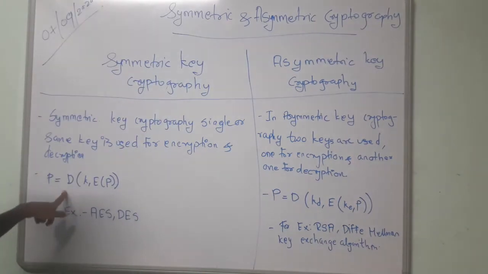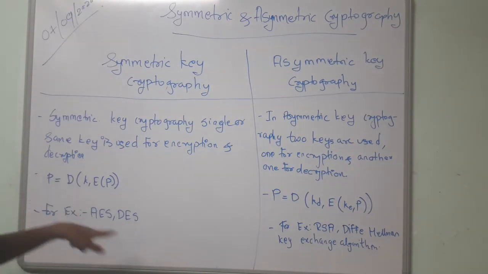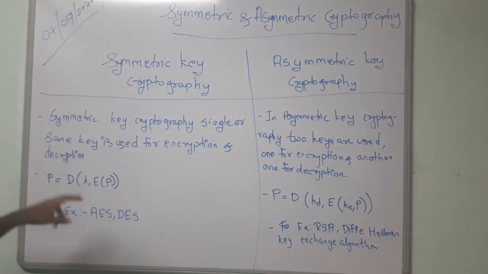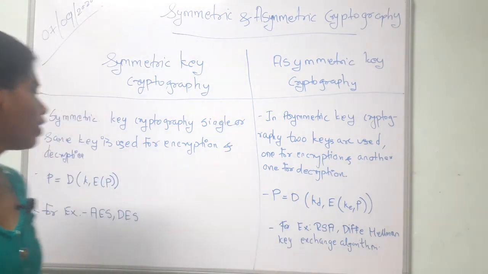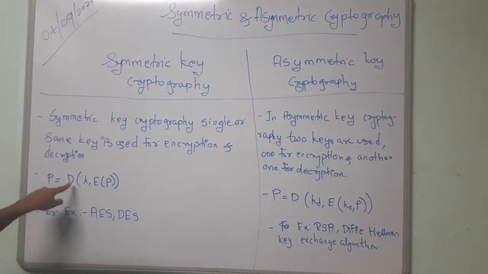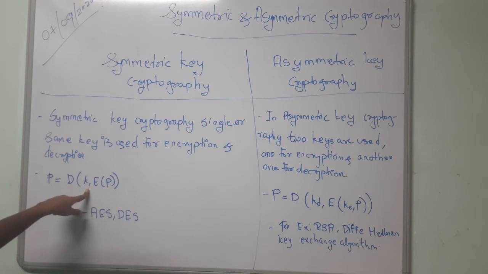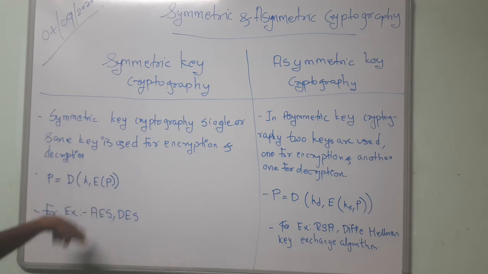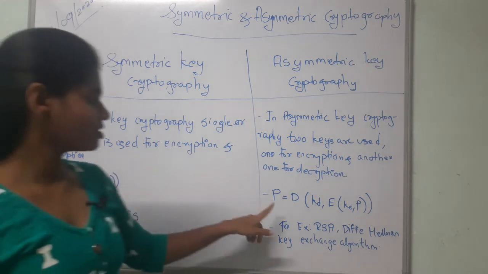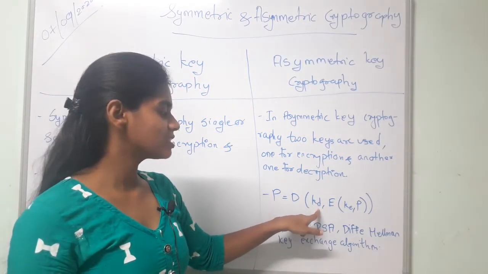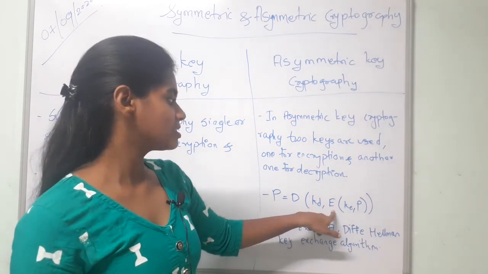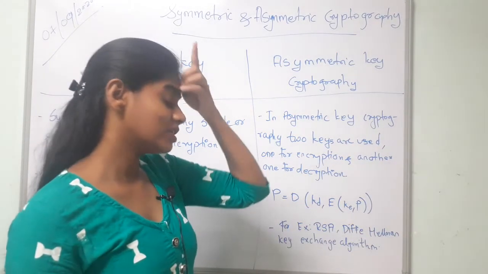Mathematically, you must note this down, because sometimes problems come and you have to solve them in this mathematical form, by this formula: P = D_KD(E_KE(P)). D means decryption, K means key, and E is encryption. The plain text is encrypted using the encryption key, and then P is obtained by decryption, where KD is the decryption key, applied to the encrypted plain text.